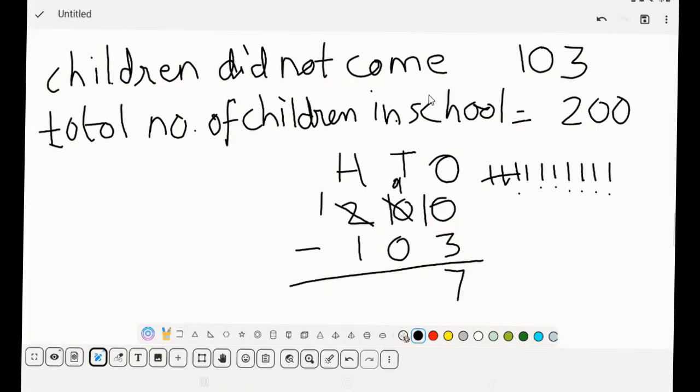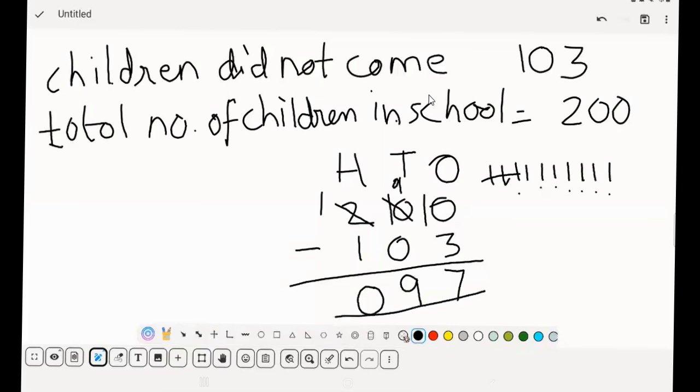So now subtract the tens group. 10 minus 0. 10 minus 0 is the number itself, that is a 9. And then the 100 group, 1 minus 1 is 0. So you got the answer 97.